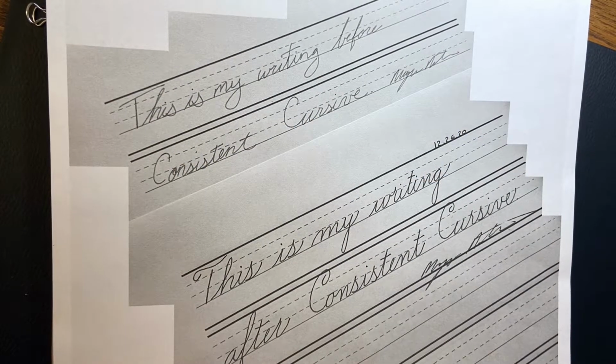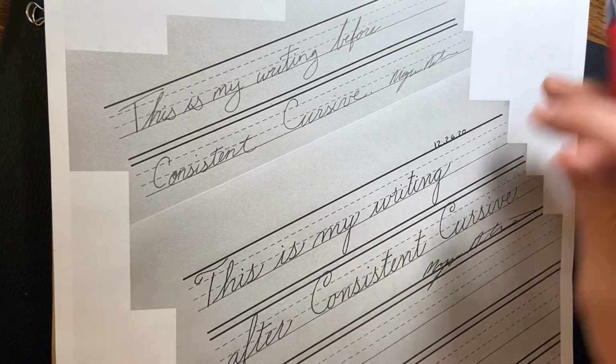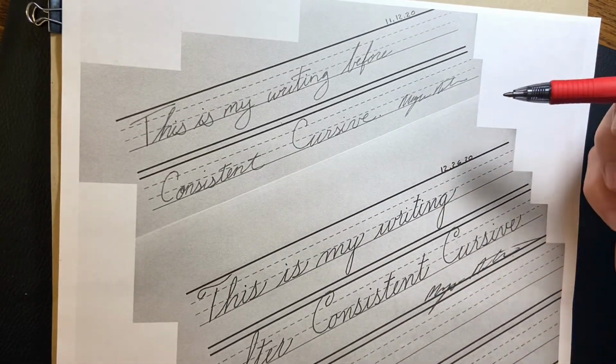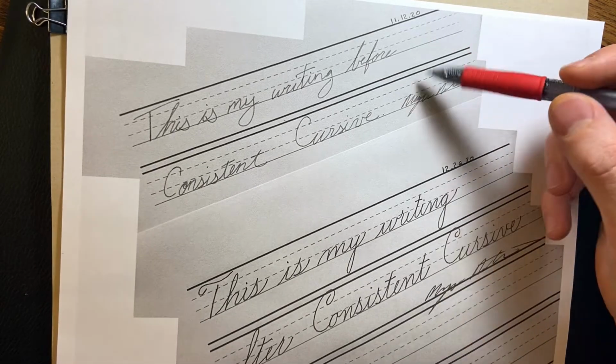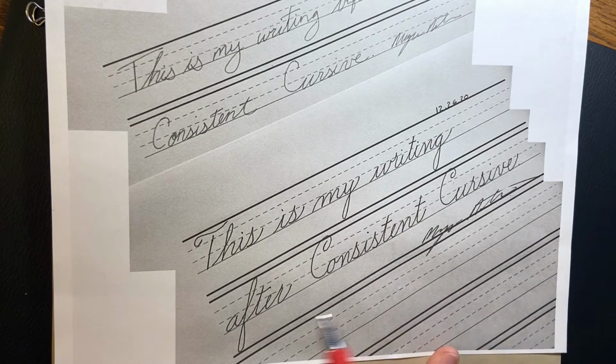Let's take a look in this video at a couple of samples from two students that took the Consistent Cursive course at consistentcursive.com. This is a free course that I put out a month or two ago, and these students went through the course. They did a before sample, which you can see from this student. This is Morgan's work. Morgan's before sample is up here, and then her after sample is down here.